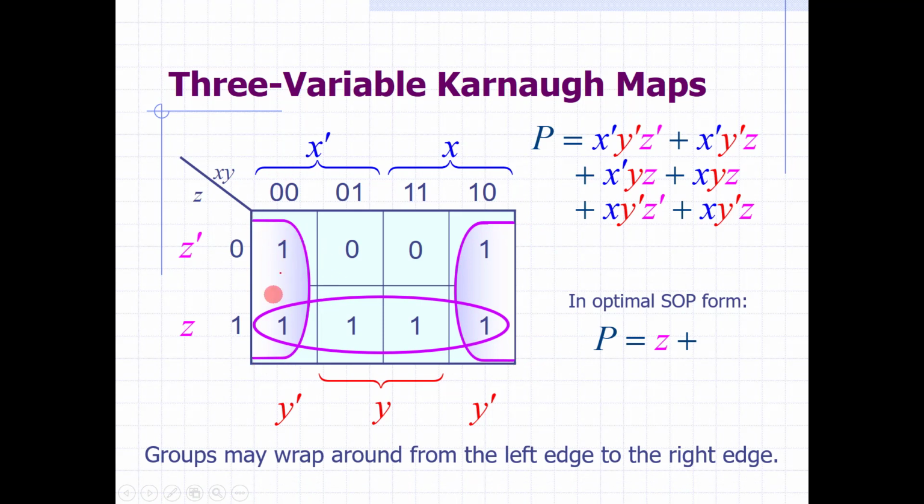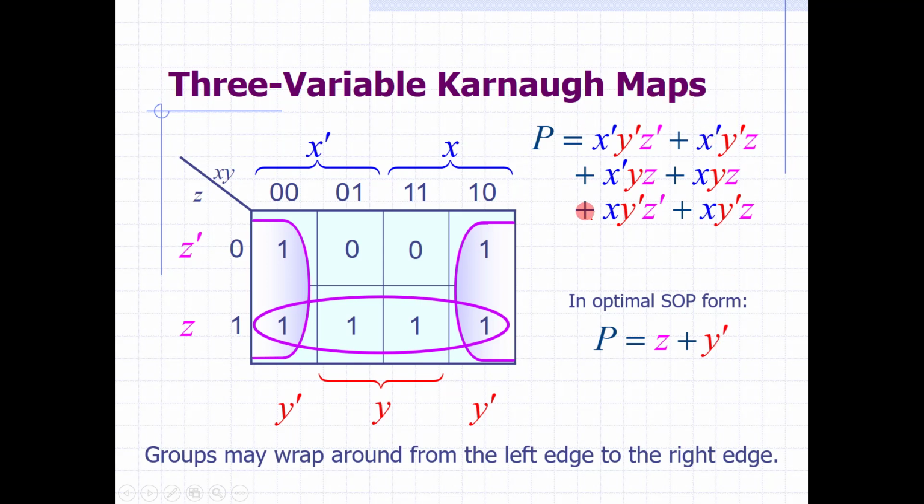And then I ask, what does this column have in common with the last column? And I look at their values. It goes 0, 0 here, and 1, 0 here. They both have y is equal to 0. If y is 0, it doesn't matter what x is. It doesn't matter what z is. If y is 0, I'm in this big group that's wrapping around. So y is 0 means y not.